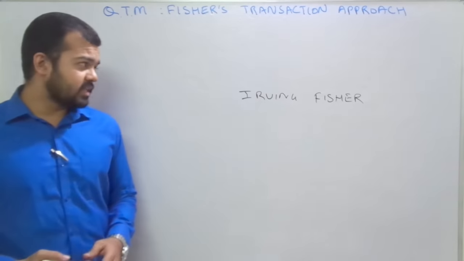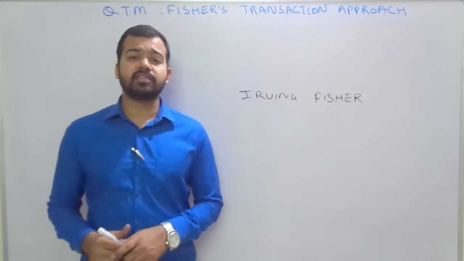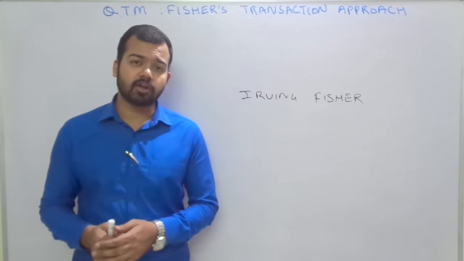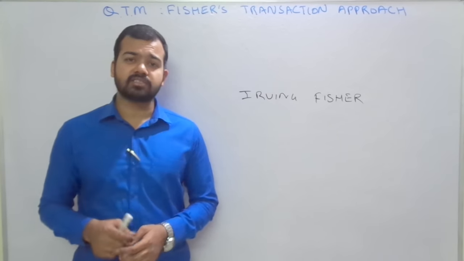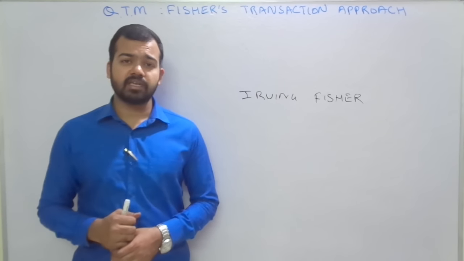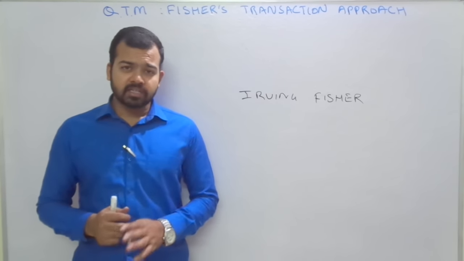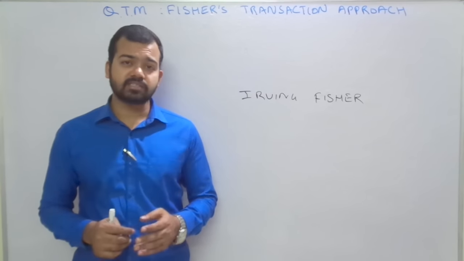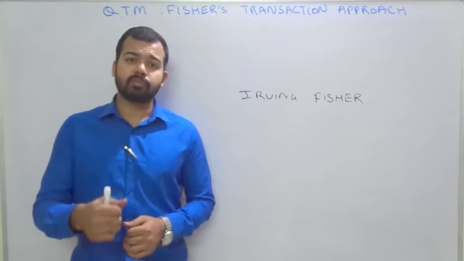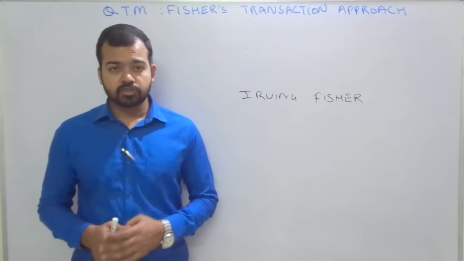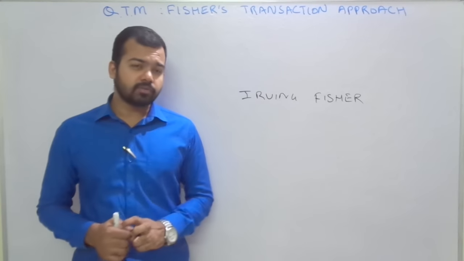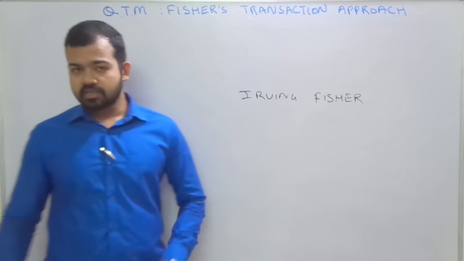He was of the opinion that the fluctuations in the level of prices in the economy are mainly caused by the quantity of money in the economy. So it means there is a direct relationship between the level of prices in the economy and the quantity of money in circulation in the economy. That is why he gave the transaction approach theory. We'll discuss the theory in detail.